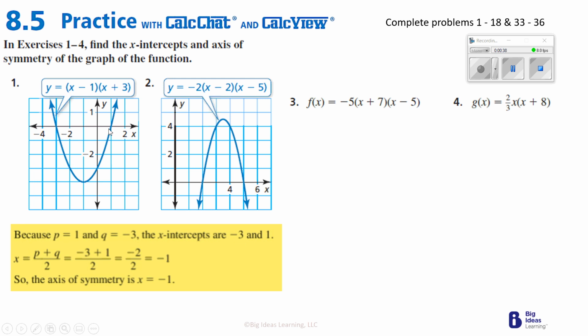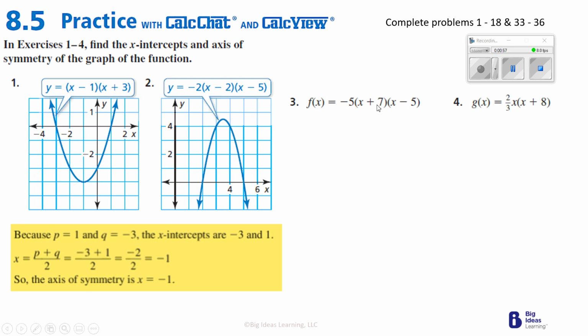-3, +1. Those are our x-intercepts. We're going to add them together. That gives us -2. And then divide them by 2. That's going to give us -1. So our axis of symmetry is going to be -1. Okay? All right, let's go to number 3.